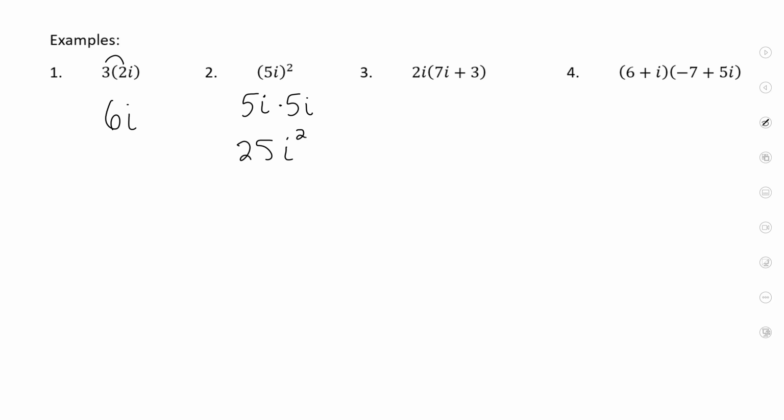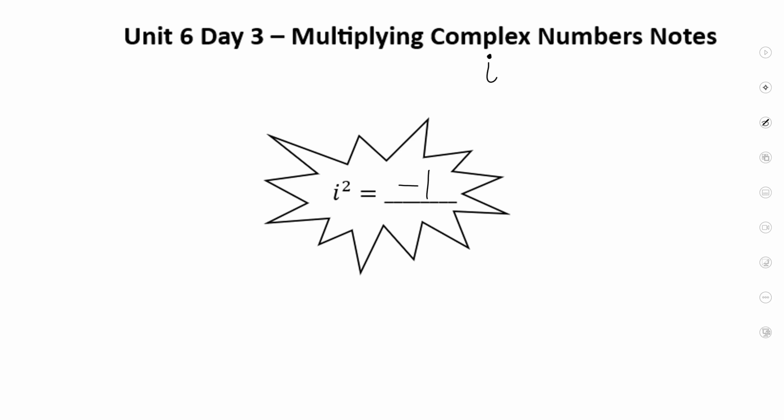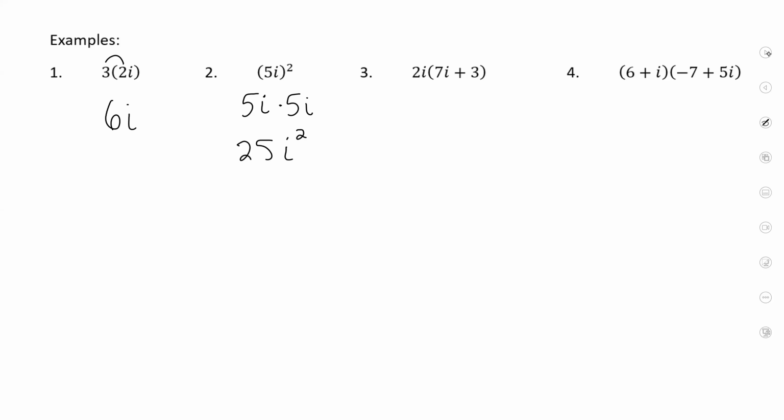Now, what did we just say i squared was? -1. See, i squared is -1. So I'm going to write 25 times a -1, which means my answer is -25. No i.